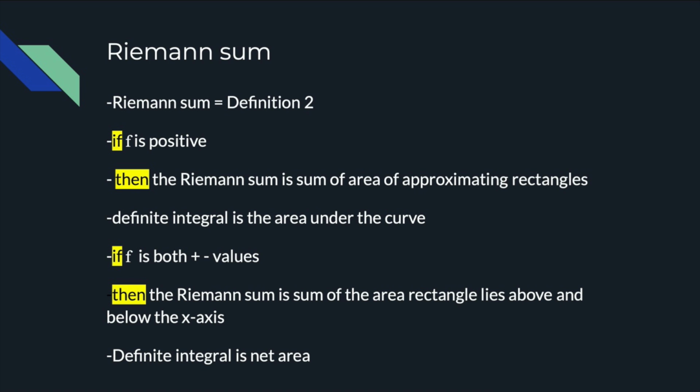By comparing definition 2 with the definition of areas, we see that definite integrals can be interpreted as the area under the curve. If f takes on both positive and negative values, the Riemann sum is the sum of the areas of the rectangles that lie above the x-axis and the negatives of the areas of the rectangles that lie below the x-axis. The Riemann sum is an approximation of the net area, while the definite integral is the net area. So the definite integral will give us an answer to find the area under our curve.